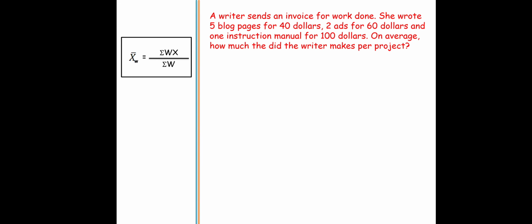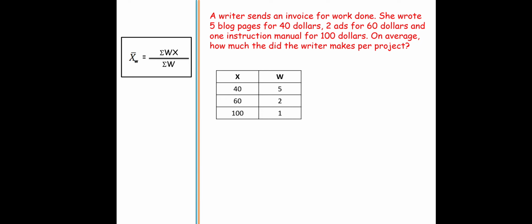A writer sends an invoice for work done. She wrote 5 blog pages for $40, 2 ads for $60, and 1 instruction manual for $100. On average, how much did the writer make per project? So we need to calculate, on average, for one project, how much money she will be getting. So first of all, we'll make a table.